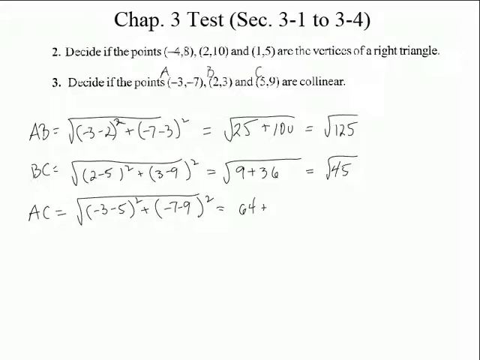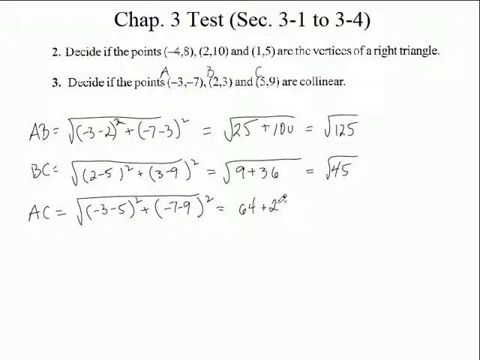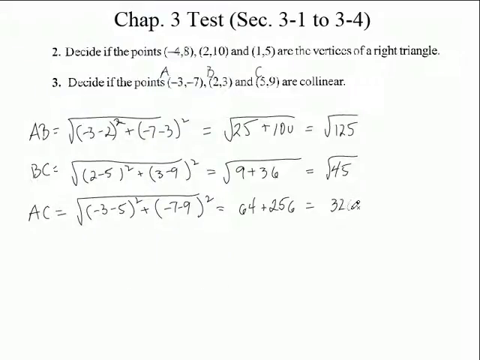I don't know what that is. Let me get a calculator. Okay, so 16 squared is 256. I should have remembered that. Just a little brain freeze. So 256 and 64. Let's just add that real quick here. That's 320. So that's 320, but again, it's under a square root.